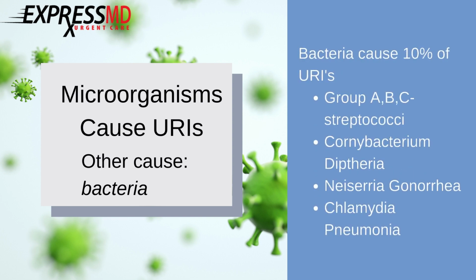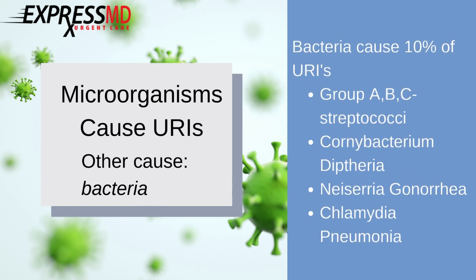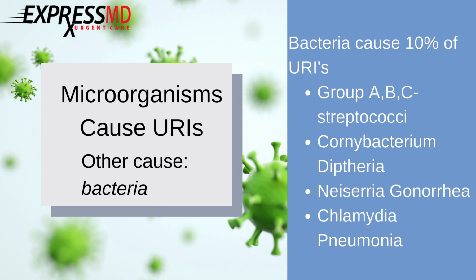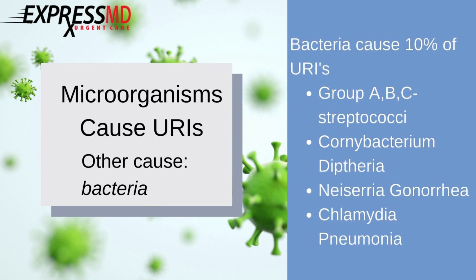The remaining 10% of URIs are caused by bacteria, including group A, B, and C beta hemolytic streptococci, Corynebacterium diphtheria, Neisseria gonorrhea, and Chlamydia pneumonia. The most recognized of these bacterial infections is group B streptococci, otherwise known as strep. Antibiotics are effective at treating strep throat and the other small percentage of URIs caused by bacteria.